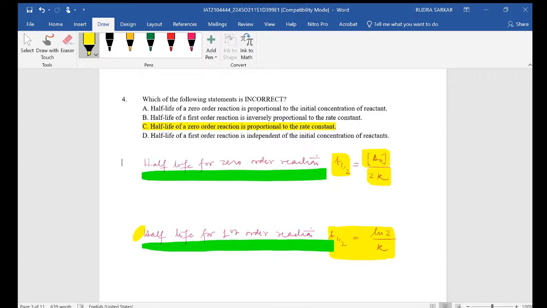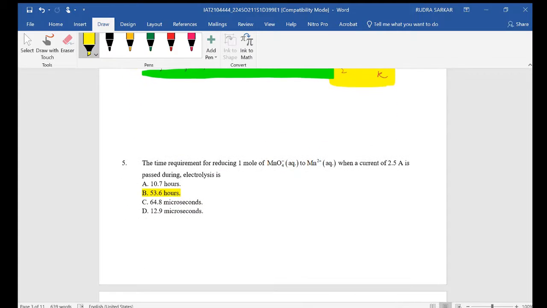Okay. And for the next one, question number 5: the time requirement for reducing 1 mole of permanganate, which is MnO4-, to Mn2+, when a current of 2.5 amperes is passed during electrolysis.